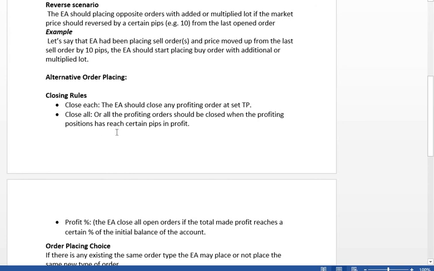Okay. The alternative closing option is this: all profiting orders should be closed when the profiting positions, okay.